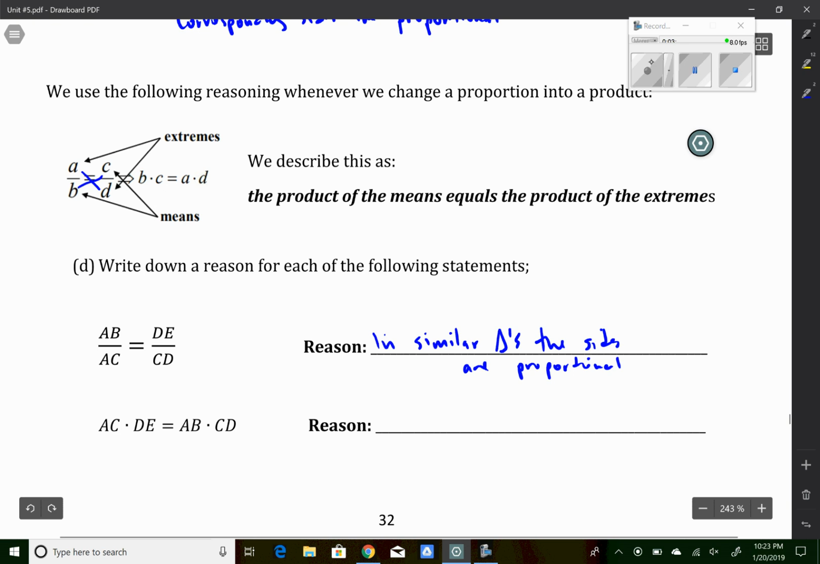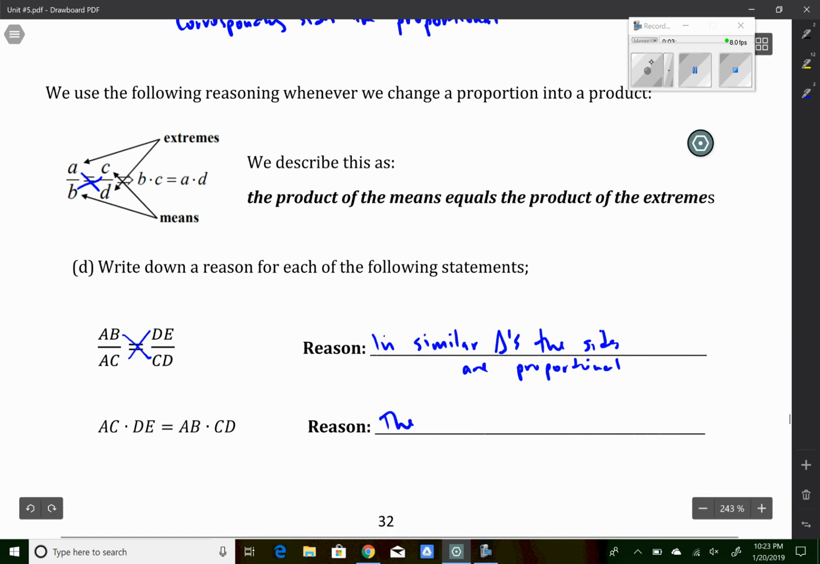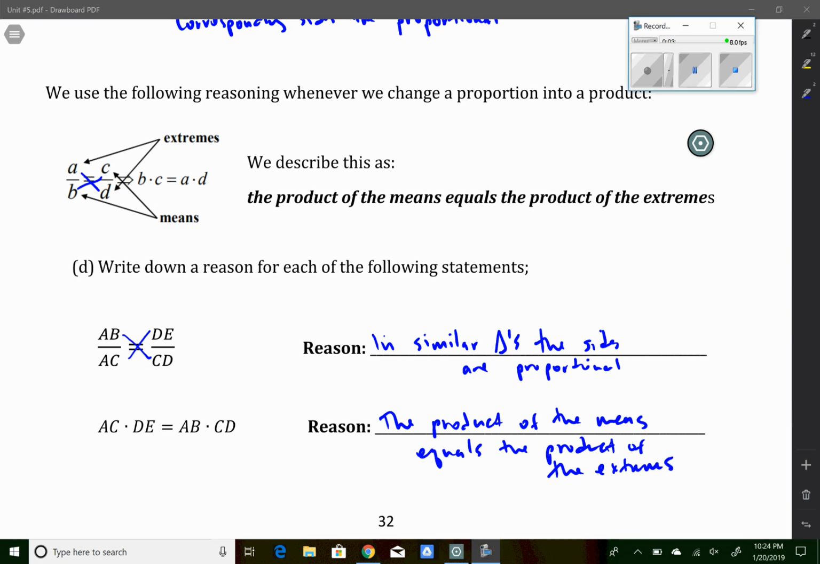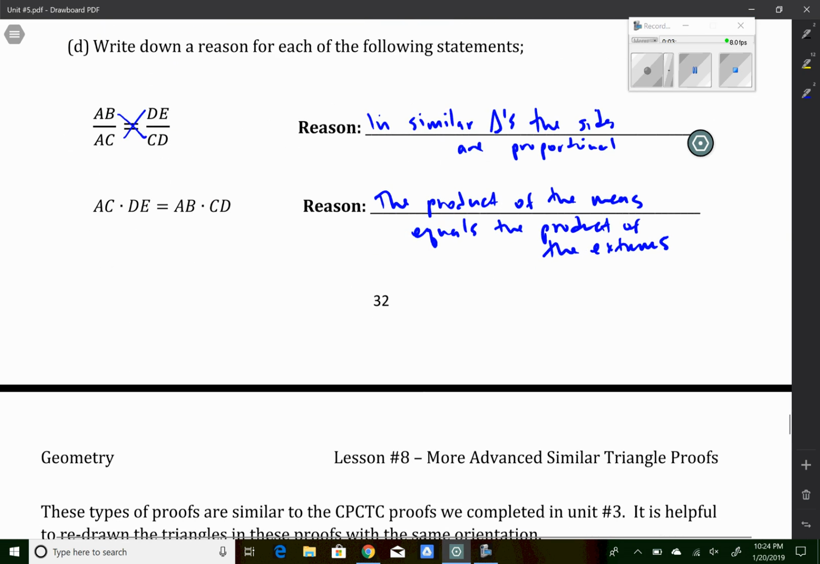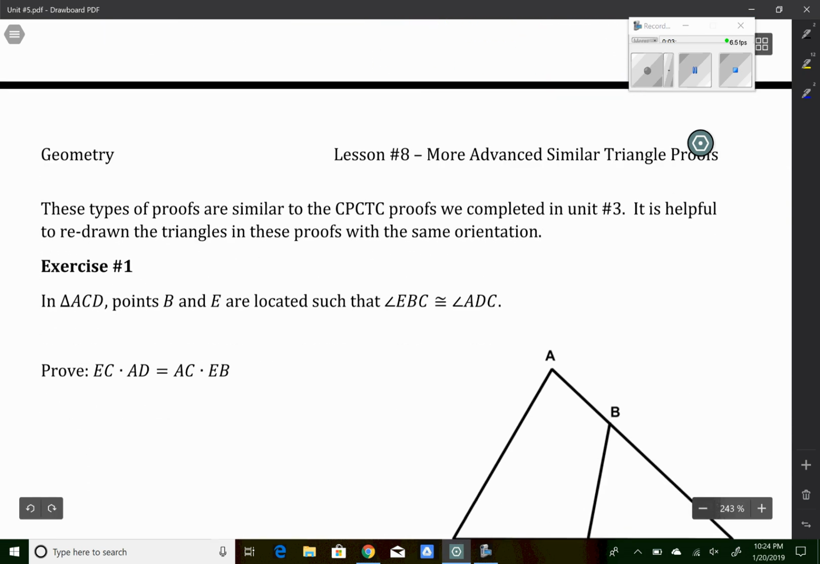Then if I was to actually cross-multiply this and find the cross product, I can then say the reason why the cross product is valid is the product of the means equals the product of the extremes. Now, you might be saying that this feels similar to what we did with the congruent triangle proofs, and it is. It's very similar to CPCTC proofs. Not exactly the same, but very similar.